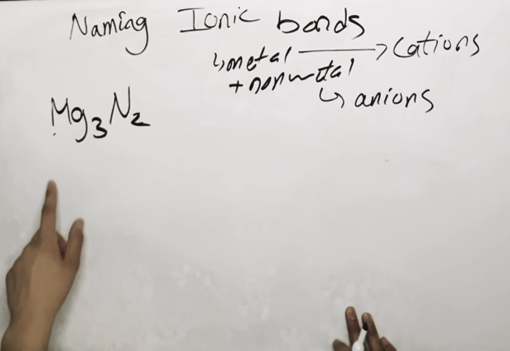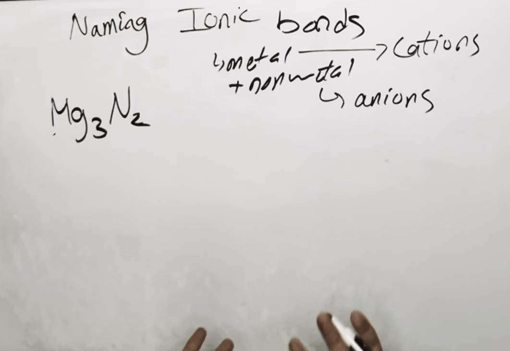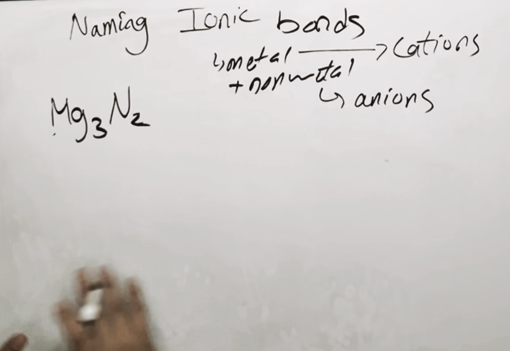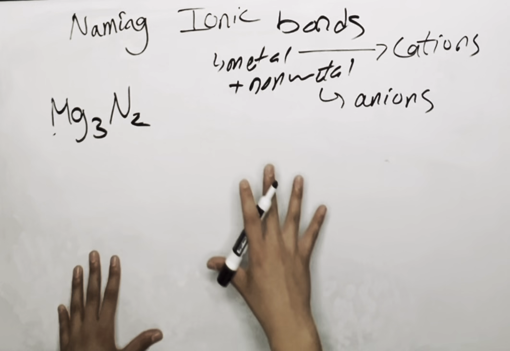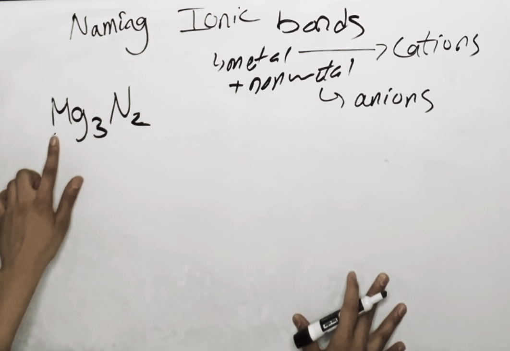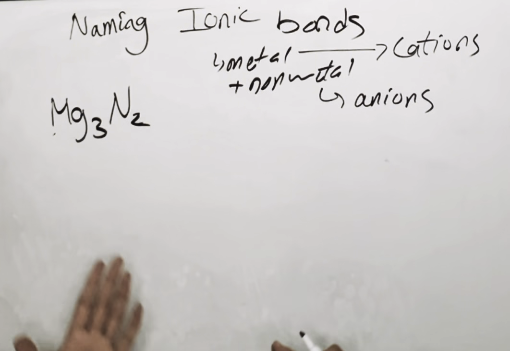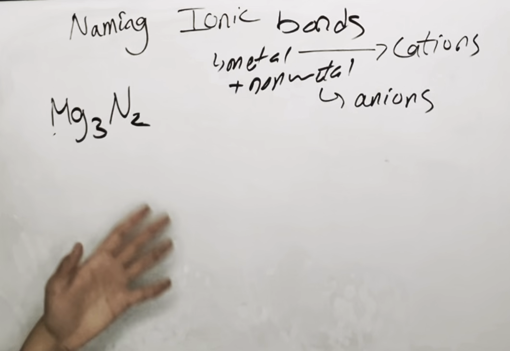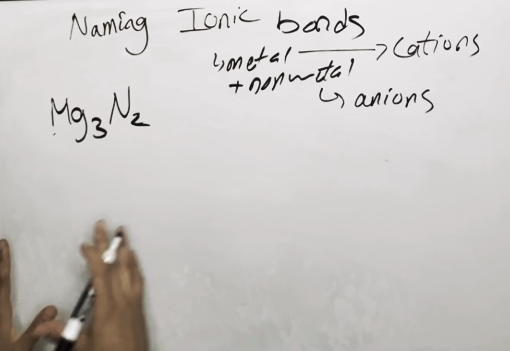Now again, for our next example, we have magnesium and nitrogen, and we have to figure out what the name of this compound is. Again, we first want to make sure that we have a metal and a nonmetal. As you can see, magnesium is a metal and nitrogen is a nonmetal, which means using this method will be fine, and we are going to name it based on this.